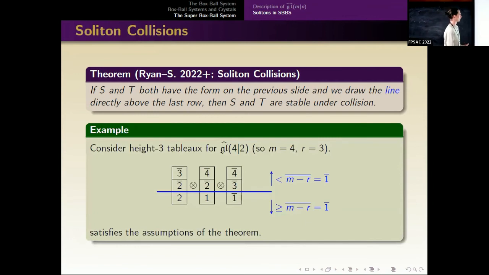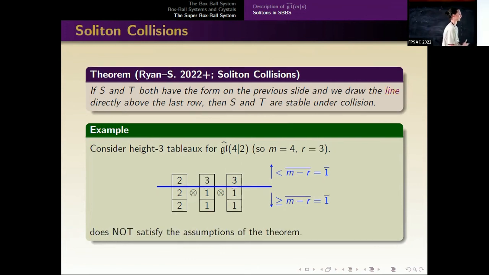Here is an example for GL(4|2) with a height 3 tableau. If we draw the line directly above the final row, that means that for this particular example, we have m minus r equal to 1 bar. As long as the entries above that partition are less than 1 bar, and the entries in that final row are equal to 1 bar, then this object collides stably with other objects that satisfy this theorem.